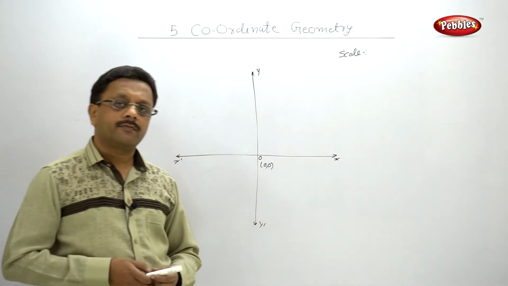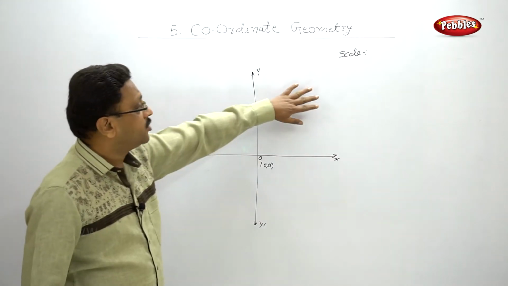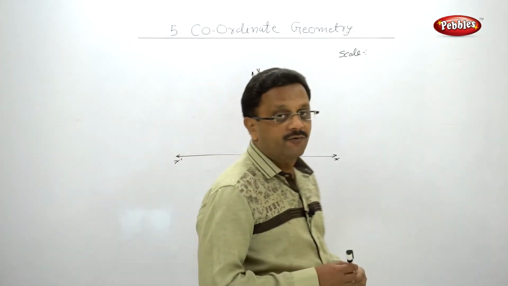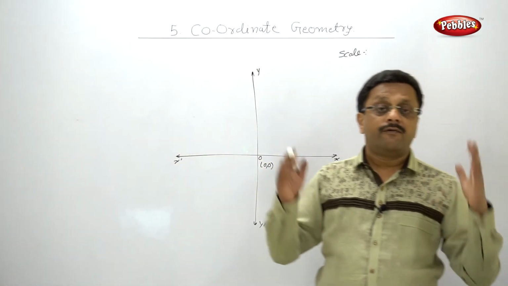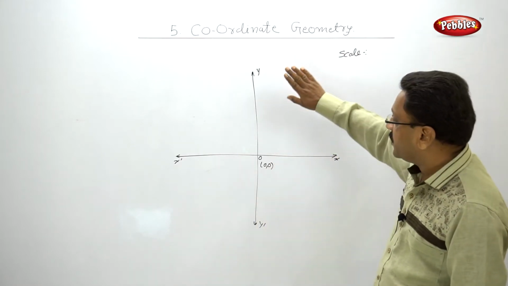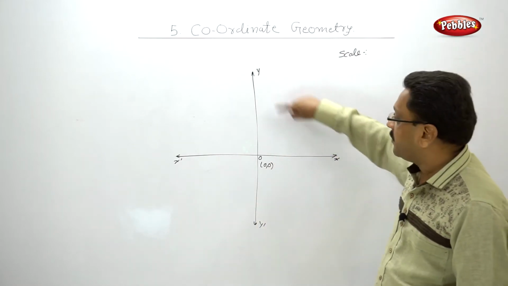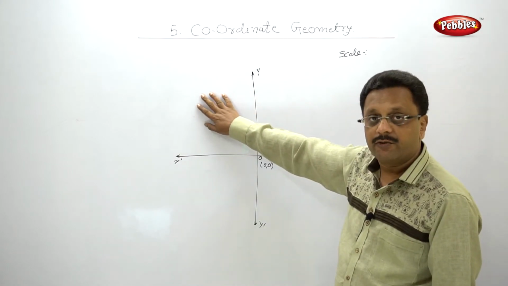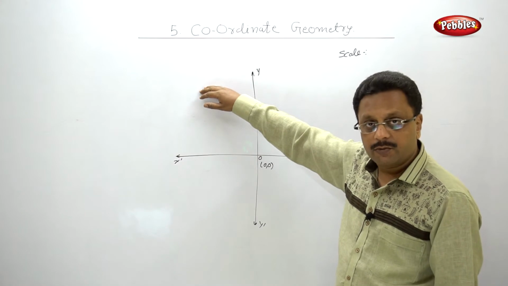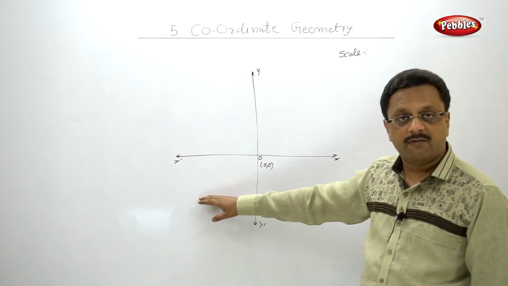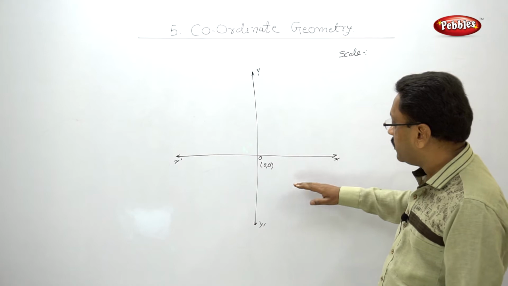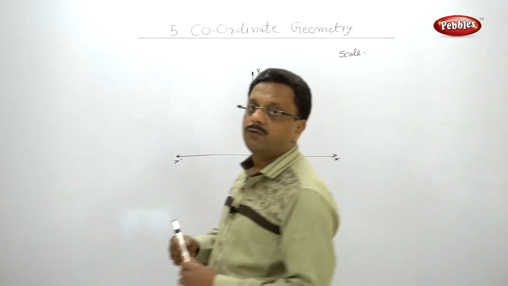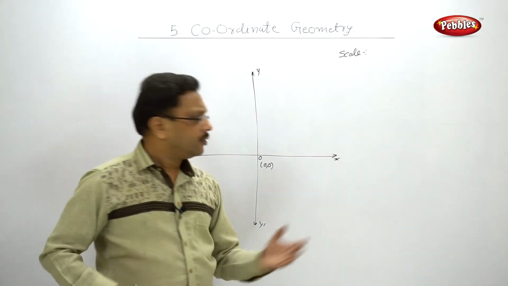What else we know? We know that this is called the first quadrant, second quadrant, third quadrant and fourth quadrant. We also know that if the point is in this quadrant, x and y both will be positive. In this quadrant, x will be negative, y will be positive. Here, x and y both are negative, and in this case, x is positive and y is negative. Whenever you write the points, you have to take care of this.